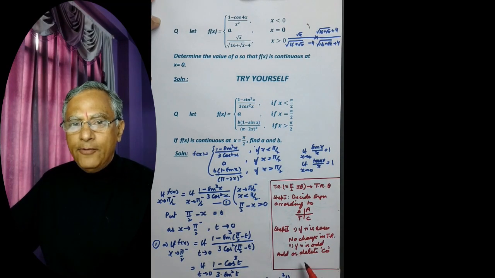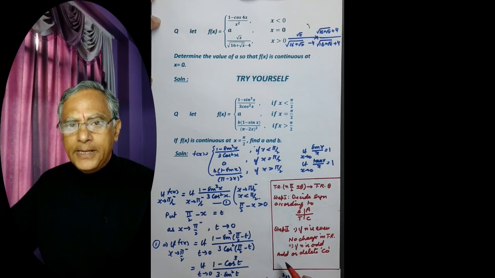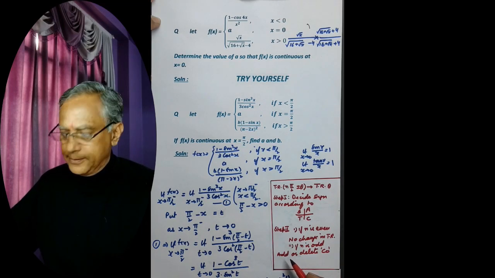That is, sine will become cosine. Tangent will become cotangent. Cotangent will become tangent. Secant will become cosecant. Cosecant will become secant.